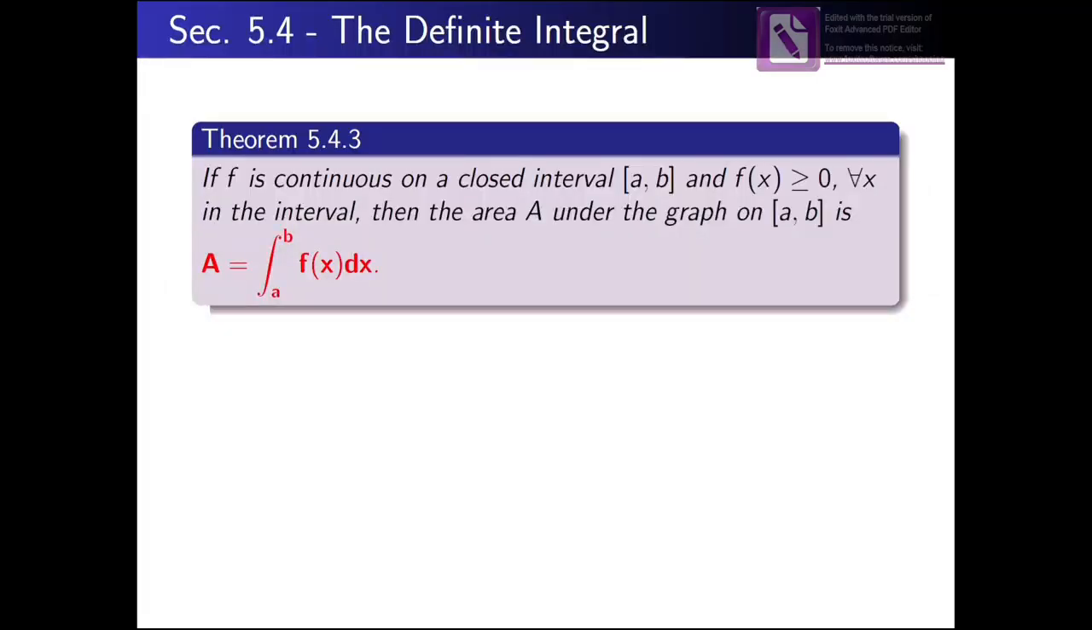So now we have theorem 4.5.3. If f is continuous on a closed interval a to b and f of x is greater than or equal to 0 for all x in the interval, then the area A under the graph of f on the interval a to b is given by the integral of f of x from a to b. So if your function is continuous on the closed interval and greater than or equal to 0 for any x in this interval, then the area under the graph of f of x on the closed interval is given by the integral of f of x from a to b.